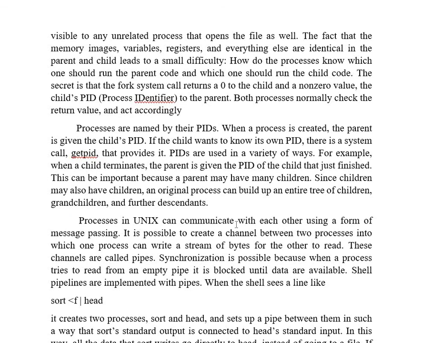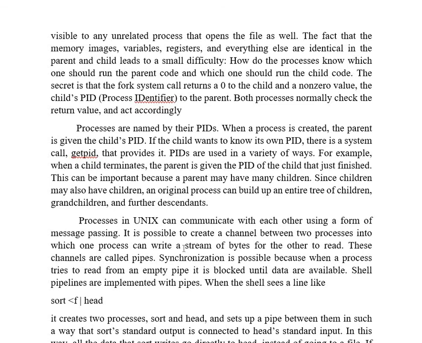Processes in Unix can communicate with each other using a form of message passing. It is possible to create a channel between two processes into which one process can write a stream of bytes for the other to read.